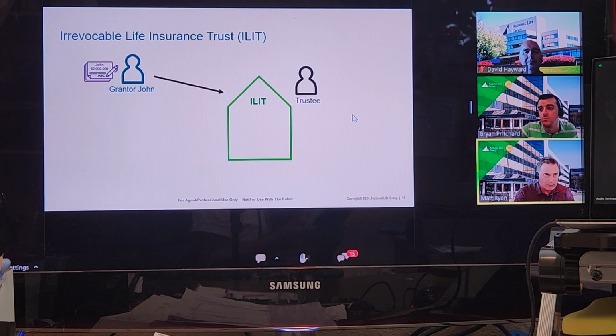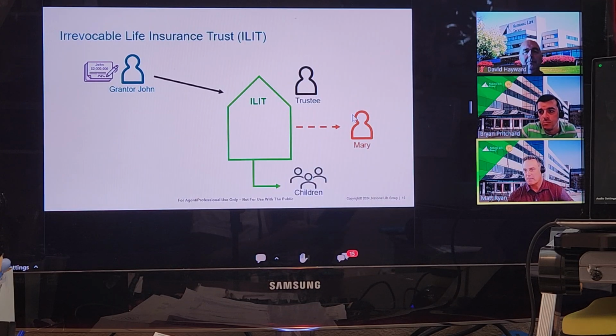All right, so let's go to the first one, the irrevocable life insurance trust. As you can see in this schematic, we're going to have a trust that's been created. John is going to be the grantor of this trust. John is going to be looking for a way to remove that $2 million death benefit, that life insurance policy he owns, from his estate. He needs to get that into that irrevocable trust.